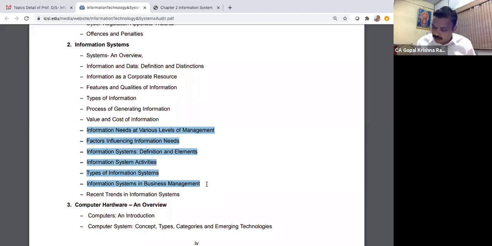As I told you, this particular chapter has been divided into three main parts. One is systems and information. This is one part of the syllabus. The second part of the syllabus is the levels of management and their information needs. I repeat, levels of management.